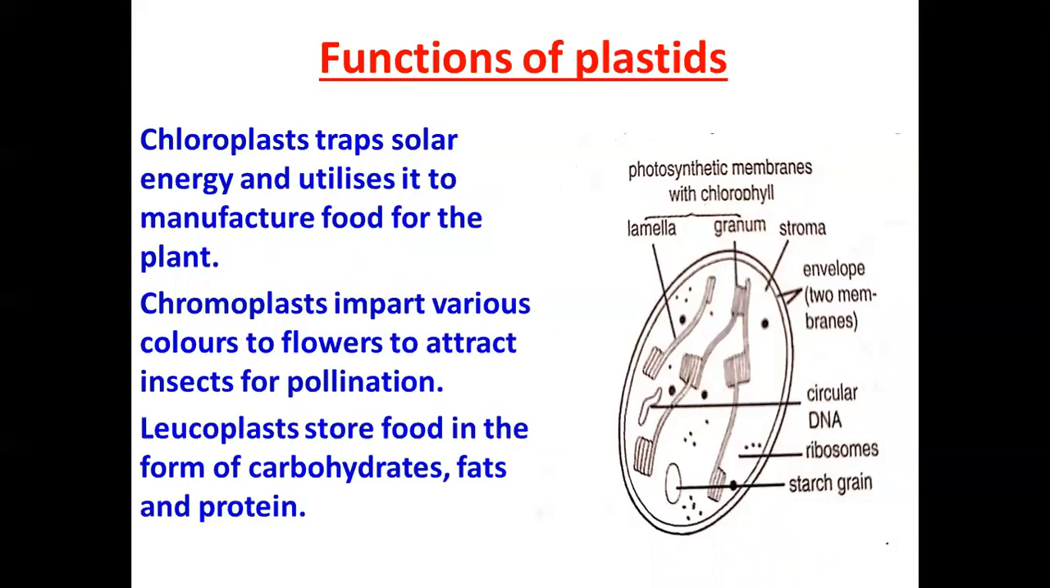What is the role of chromoplast? Chromoplasts impart various colors to flowers to attract insects for pollination. Next is leucoplast, which stores food in the form of carbohydrates like starch, fats, and proteins. So these are the functions of plastids.